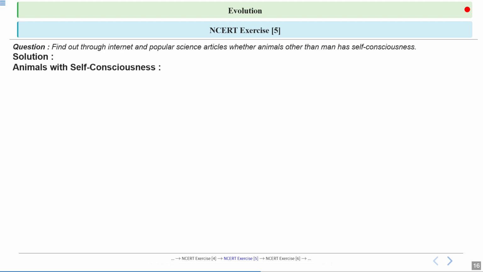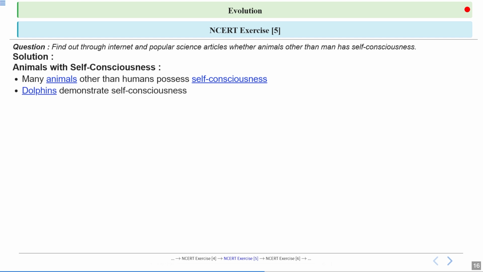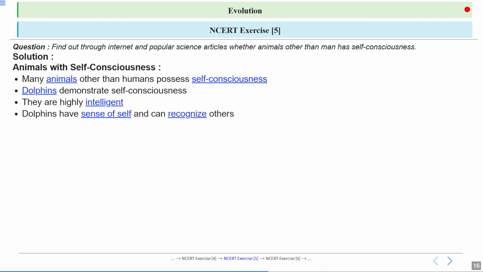Examples of animals with self-consciousness: obviously, human is one example. Human is also an animal. Now, many animals other than humans possess self-consciousness. For example, dolphins demonstrate self-consciousness. They are considered to be highly intelligent. They have complex thinking skills, like problem-solving skills as well. Dolphins have a sense of self and can recognize others as well. So they are quite intelligent.